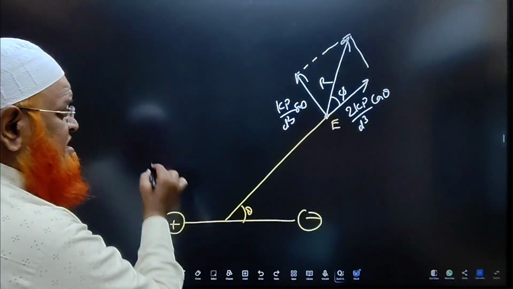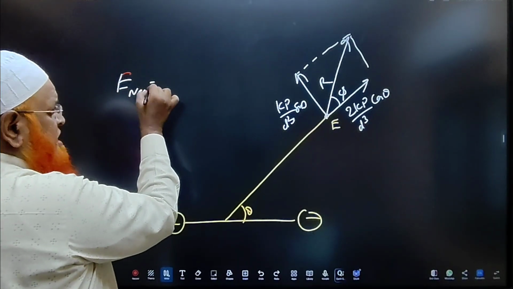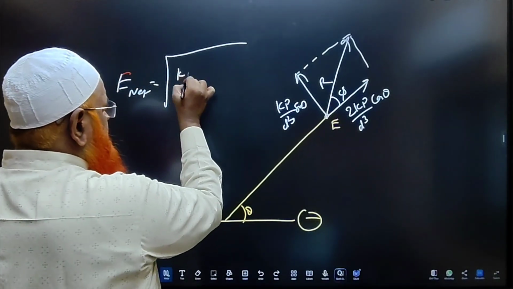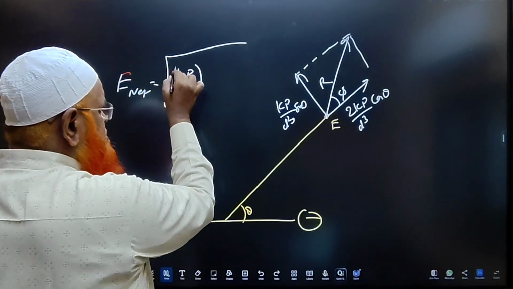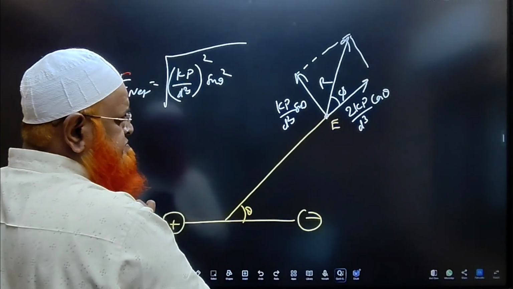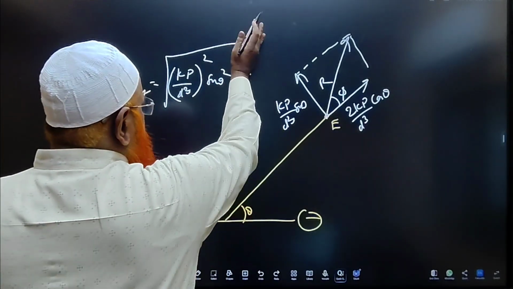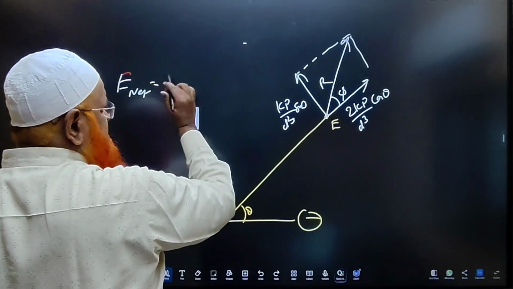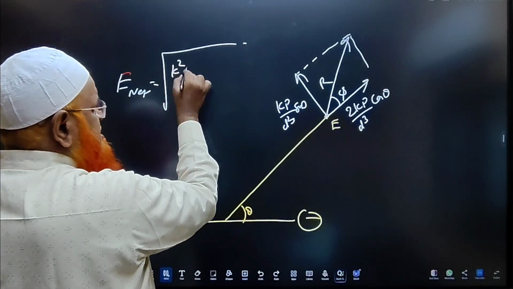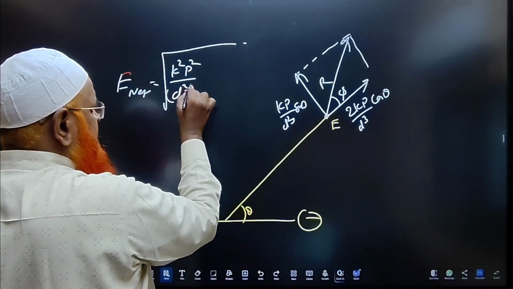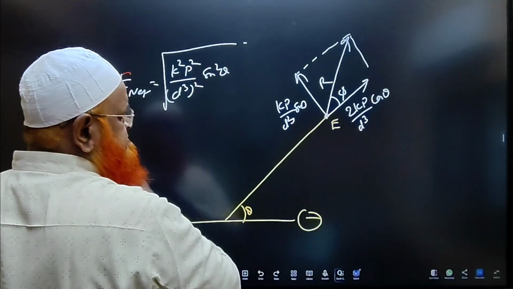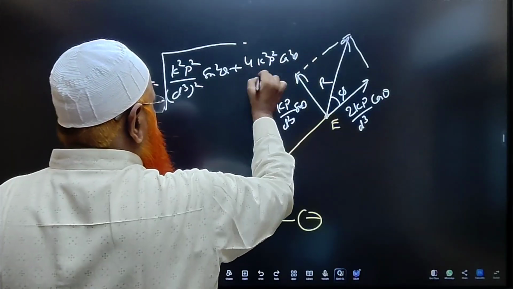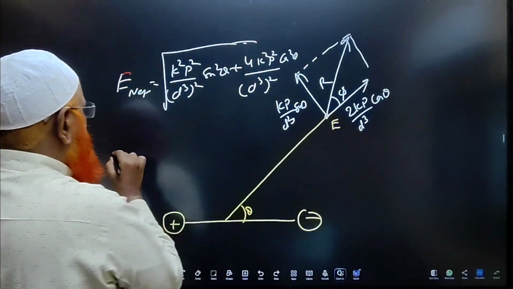So how do you find the resultant now? E net is equal to, what will you write now? We write (Kp by d cube) whole square sin square theta plus (2Kp by d cube) whole square cos square theta. Let's expand it and write so that it will be easy for you to understand: K square P square by d cube whole square sin square theta plus 4 K square P square cos square theta by d cube whole square. So what can you common out here?